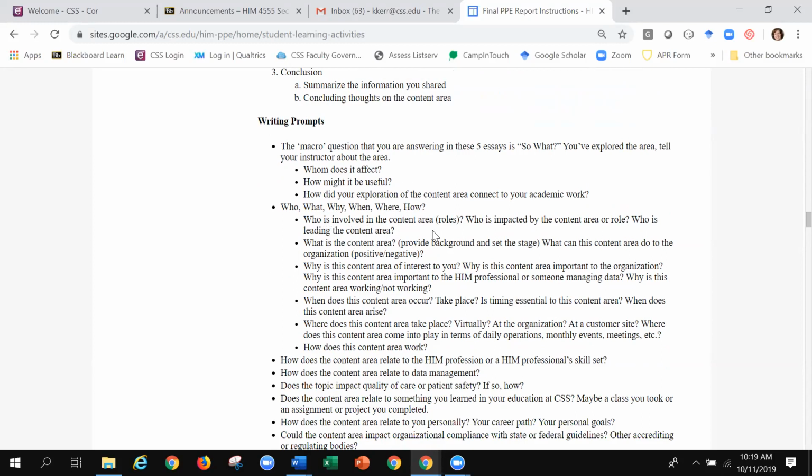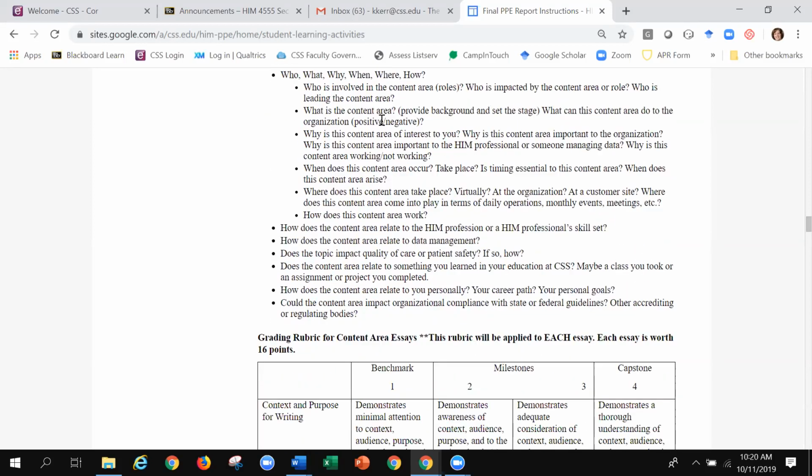So, who's involved with the content area, who's impacted by the content area, who's leading the content area, those kinds of things. Maybe for the HIPAA privacy officer, who's leading it is obvious, but who else is involved with HIPAA privacy? Is there other staff that support the HIPAA privacy officer? How are privacy violations reported in? And where it says who's impacted by the content area or role, well, obviously patients, but then it's important to explain and elaborate on that. How are they impacted?